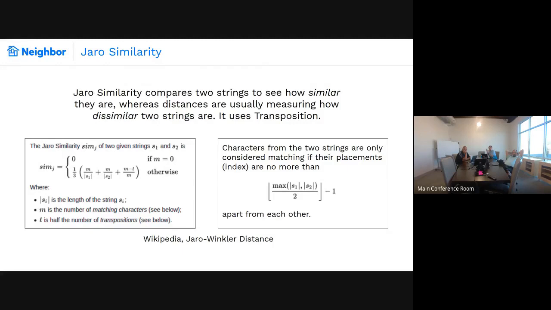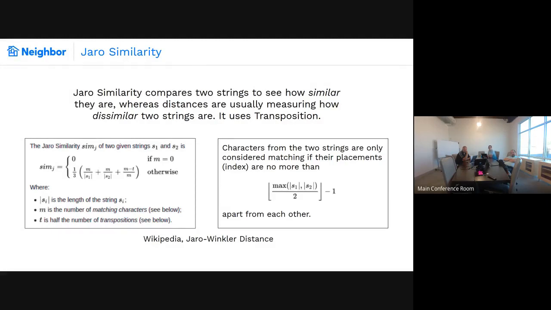One caveat with that is that characters can only be considered matching if, one, they're the same character, but two, they can't be too far apart from each other. So you take the maximum of the two lengths of the words, whichever one's longest, divide it by 2, and that notation is floor. You can see the bracket only goes on the bottom. So floor it, and then subtract 1. So it's basically, they can't be on complete opposite sides of the word to be considered matching. So that's just another caveat.